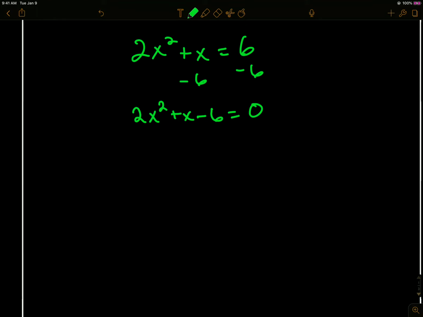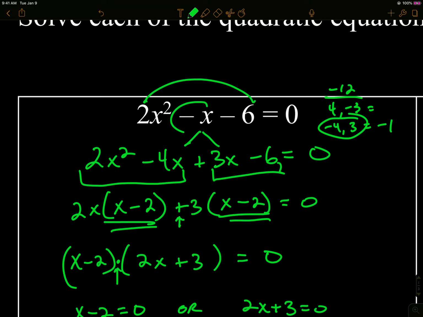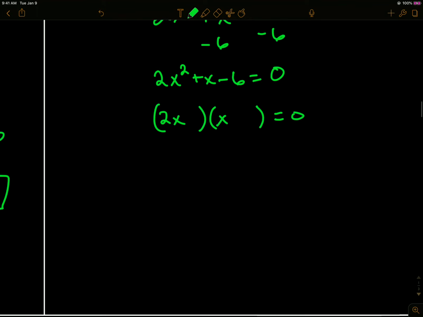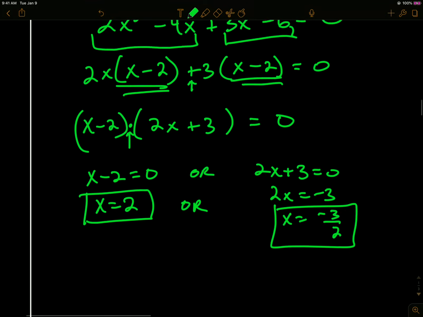Okay, so again, here's one where a is not 1. There's no common factor that I can do. So I'm going to look for combinations. I know it's got to be 2x and x. For minus 6, it's going to be similar to the first one we did. The only difference is instead of minus x in the middle, we now have a plus x. So it's going to be almost the same, but the signs are going to be different.